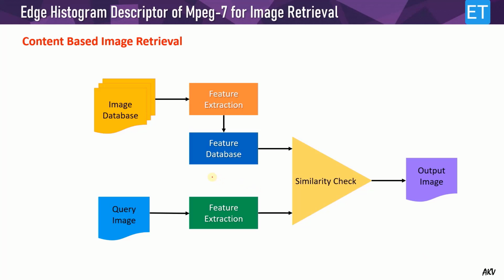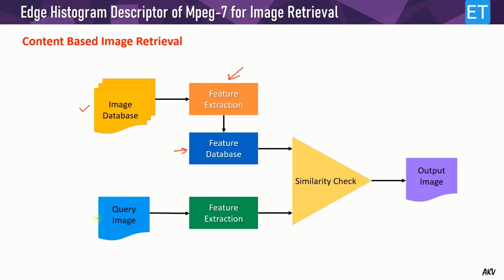This is the overall CBIR process, I mean your image retrieval process. So here you have the image database which carries hundreds, thousands or millions of images. We extract the features of these images with the help of some feature extraction algorithm, and then after that these features are stored in a feature database.